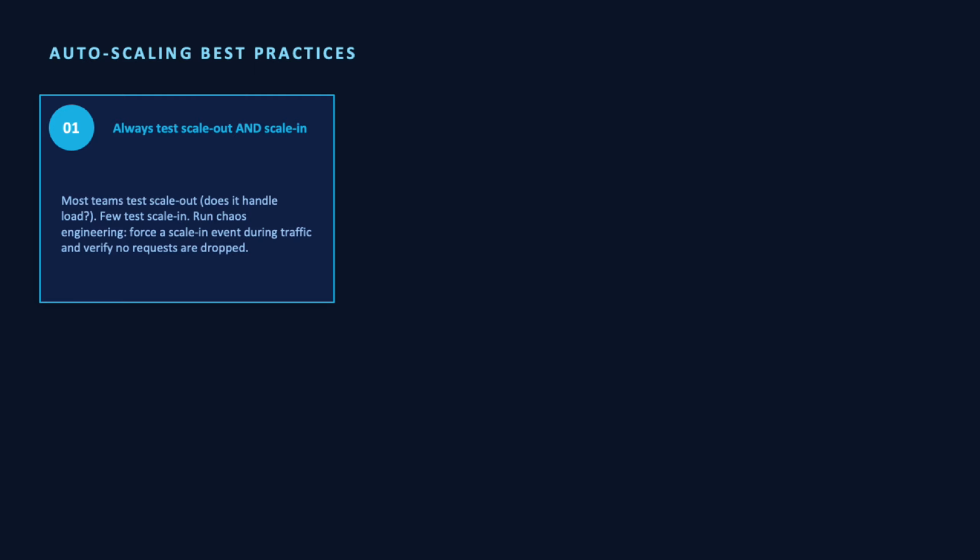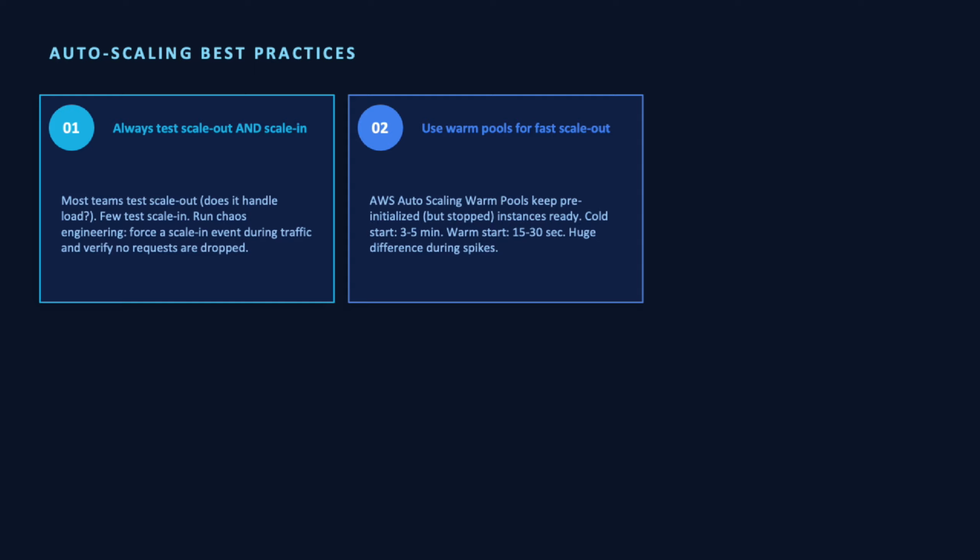Number 2, use warm pools. A new EC2 server usually takes around 3 to 5 minutes to start, load the application, and become ready to handle users, right? So during a sudden traffic spike, waiting 3 to 5 minutes is too long, and users may start seeing errors. AWS warm pools solve this problem by keeping pre-configured servers ready in a stopped state, right? So when needed, they can start in only 15 to 30 seconds, which is much faster.